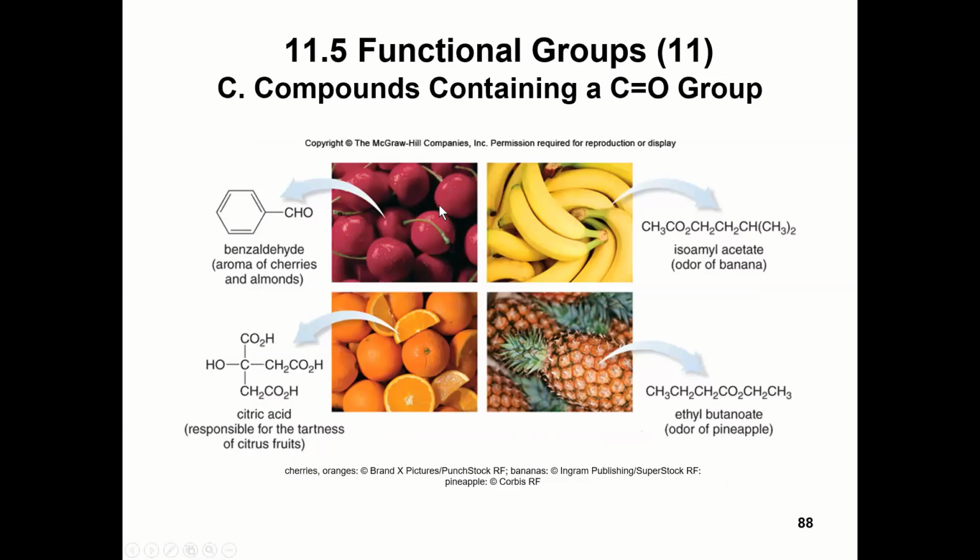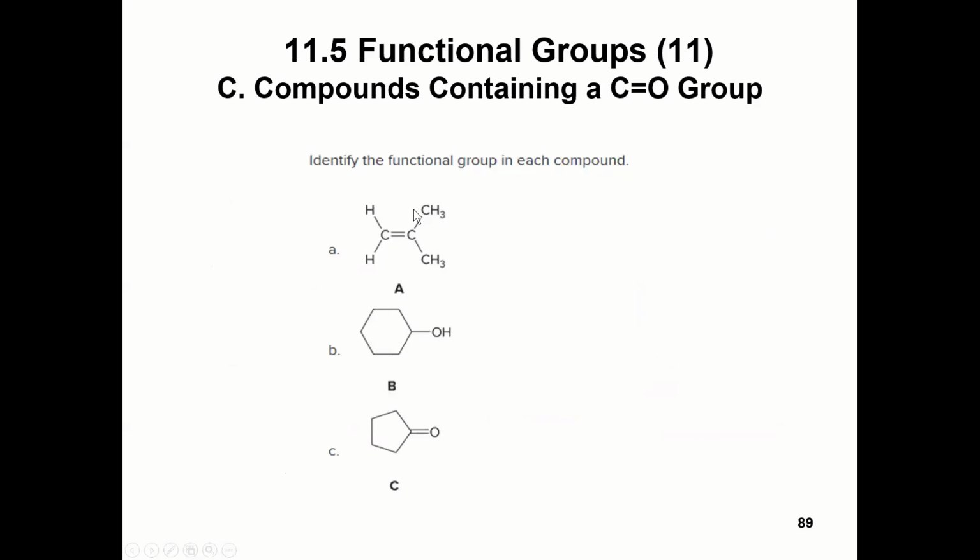Okay, so again, we said that a lot of these carbonyl groups are associated with natural products. So benzaldehyde is associated with the aroma of cherries, isoamyl acetate, which is an ester, is associated with the flavor or odor of bananas. Citric acid in citrus has many of these carboxyl groups, and ethyl butanoate is an ester, and it's responsible for the pleasant odor of bananas. Cherries and almonds are actually aldehydes, benzaldehyde. So those are some of the common flavors and smells associated with some of these carbonyl functional groups.